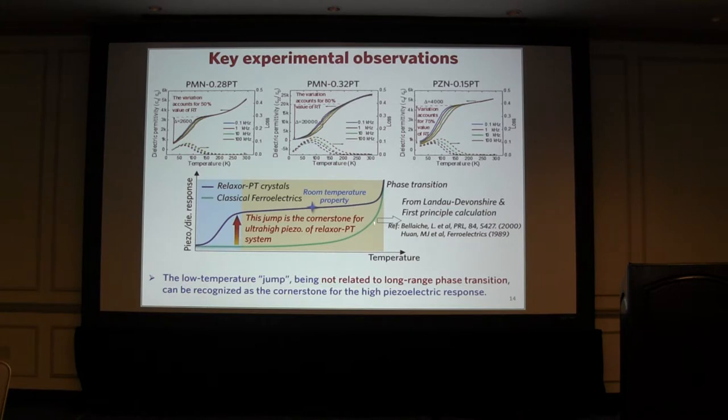You can see that I want to make a comparison between the relaxor PDT crystal and the classical ferroelectrics. The most important feature in relaxor ferroelectrics is here. There is a large increase of the property. It's about 50 to 80% of the room temperature property. But this change isn't related to a phase transition. So in the following slides, I will use phase field simulation to give a tentative explanation of this variation.